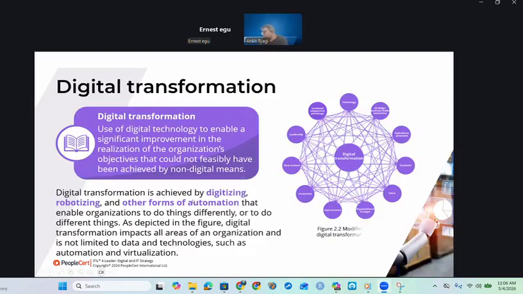This is what digital transformation is. Again, remember certain keywords. The use of digital technology to enable a significant improvement in the realization of the organization's objective that could not feasibly have been achieved by non-digital means. That is when we call it transformation. Yes, to achieve the strategic business objectives.